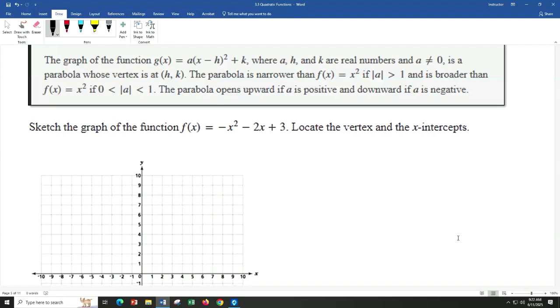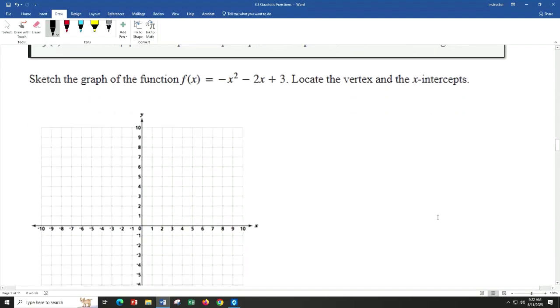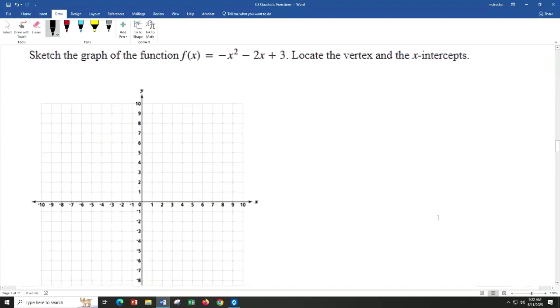Let's look at this carefully. The vertex formula says this. I'm going to give you the formula for a vertex, but this is just going to be of a base function. Then here it is. There's that f of x: negative x squared minus 2x plus 3. You with me on this? You ready to take some notes?